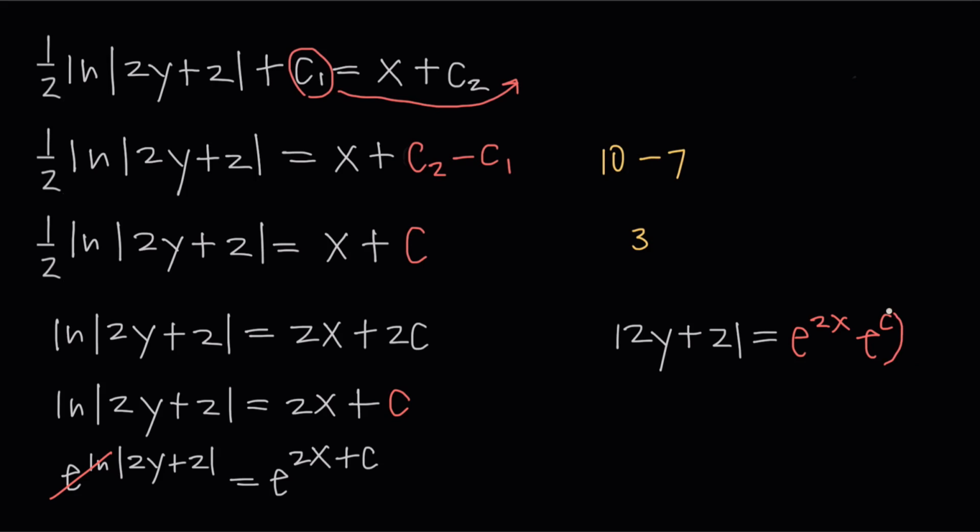So e to the c is just a constant as well, and we can call e to the c just c. And because c is a constant, we can move it out to the front here to act like a constant coefficient. To get rid of the absolute value bars on the left, we have to add a positive negative sign over here on the right. But the c can absorb that as well.